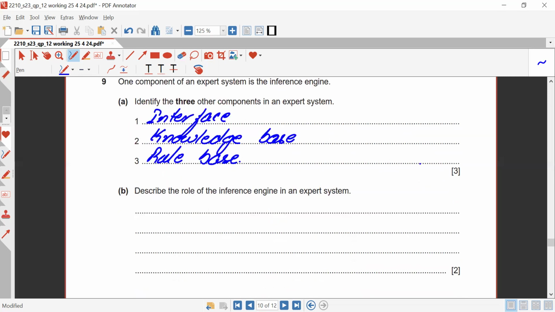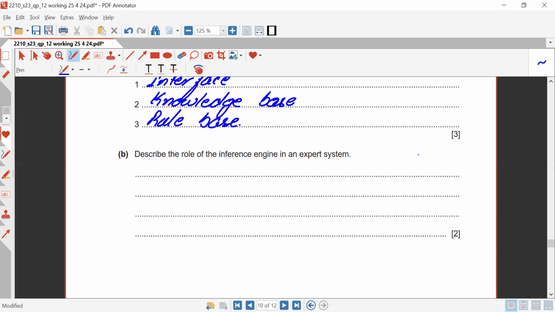Now they are saying describe the role of the inference engine in an expert system. As I have previously told you, the inference engine is basically a place where you are going to input your requirements, and it's a sort of system software. You didn't get the upper question.